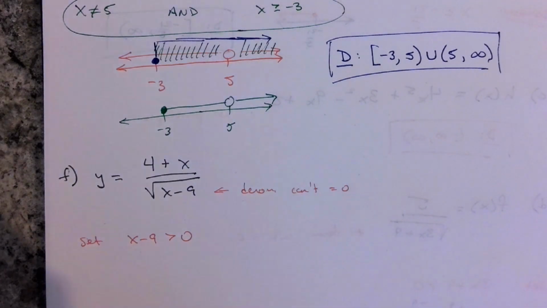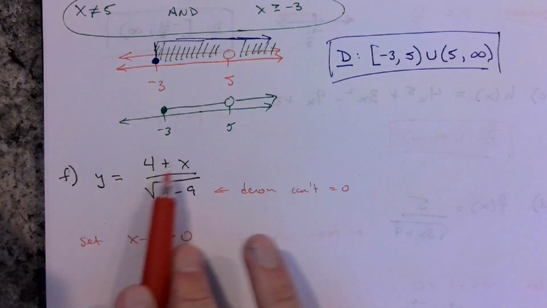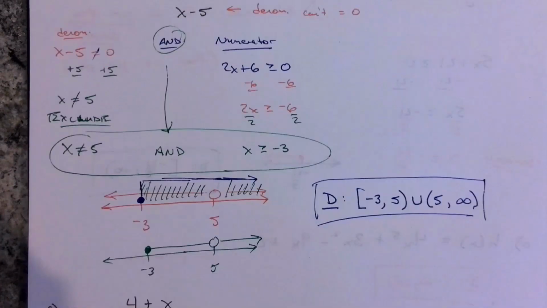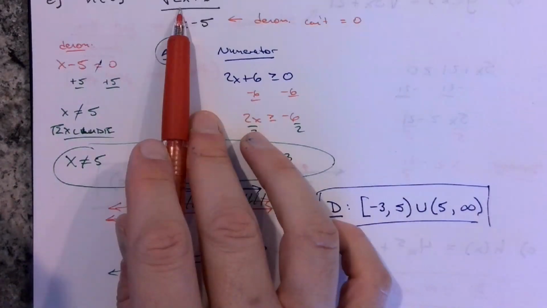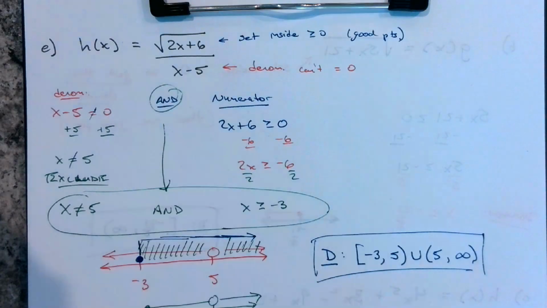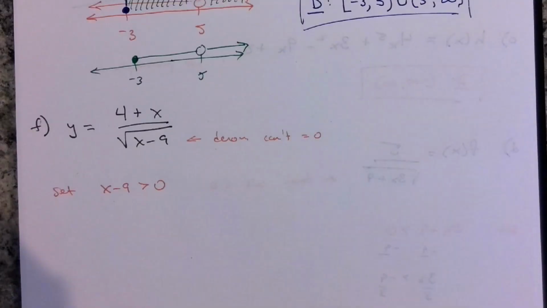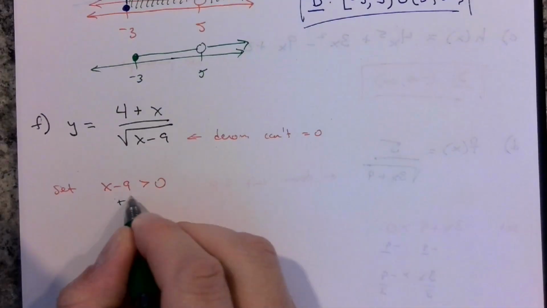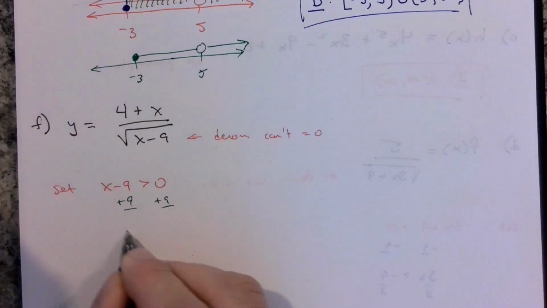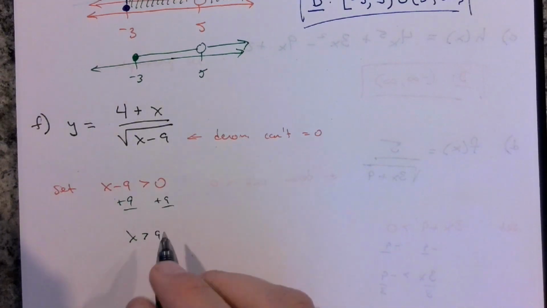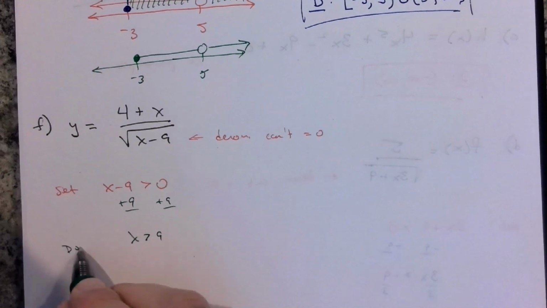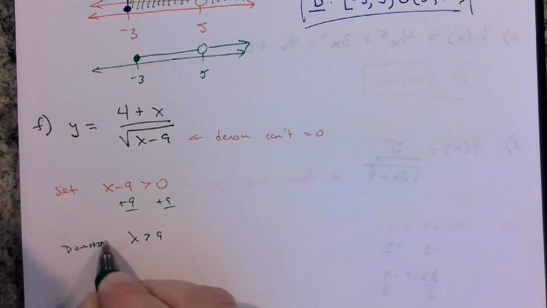The numerator, don't worry about in this case. 4 plus x doesn't have any problem points in it. We only worried about the numerator in the last case because you had a square root up there, but down here, you don't worry about the numerator. So just solving this, I'll add 9 to each side. I get x is greater than 9, and that is the domain. We found the domain. When you find these good points, you're finding the domain.